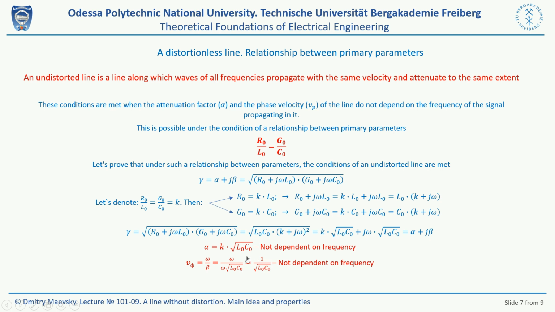By substituting this phase factor into the formula for the phase velocity, we can confirm that the phase velocity also doesn't depend on frequency. Therefore, we have proven that if these relationships exist between the parameters of the line, there will be no signal distortion in such a line.